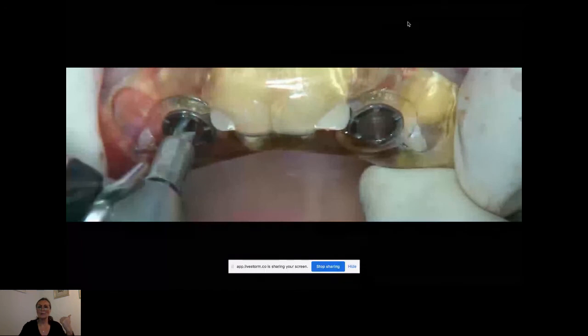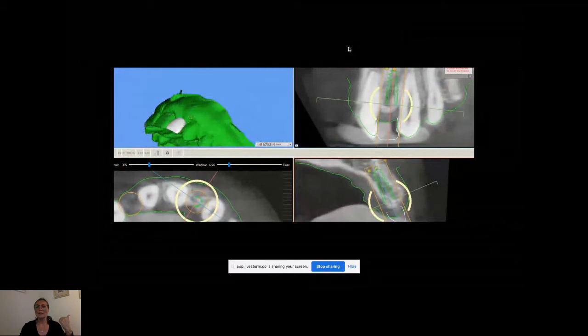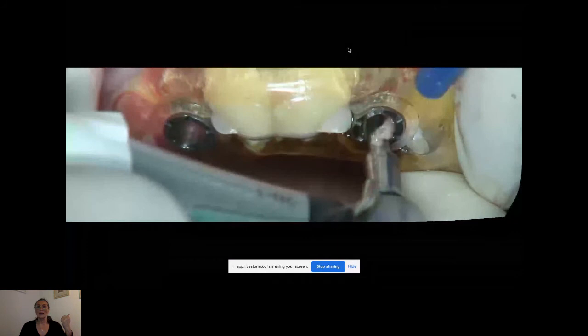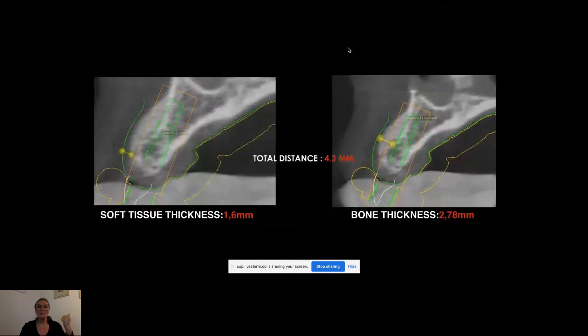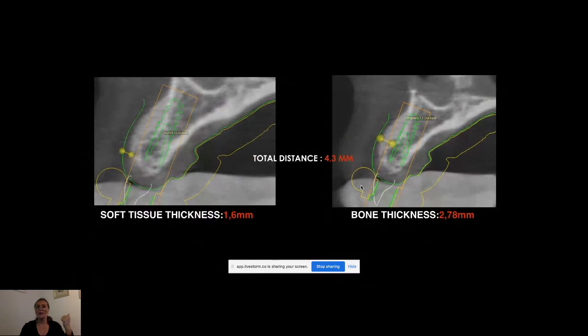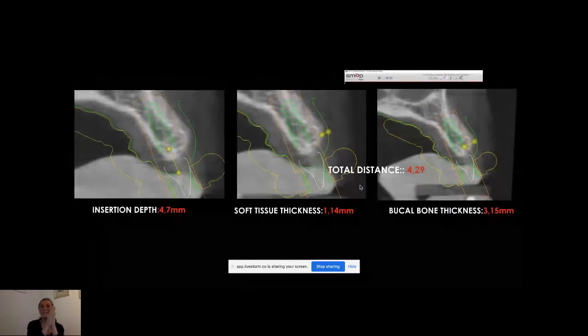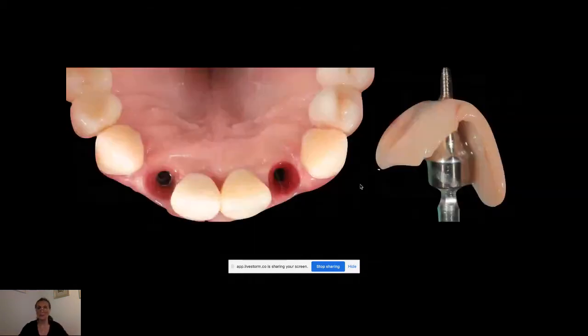I will go a little bit back to show you the amount of bone that we gained with the bone grafting. And then we go to the surgery, very minimally invasive and very precise. You can see the planning parameters of the implants, which are 4 millimeters. You see the yellow line, around 4 millimeters from the most buccal contour, so the soft tissue thickness and the bone thickness added together were 4 millimeters. And the total distance in the depth of the insertion was also 4 millimeters.